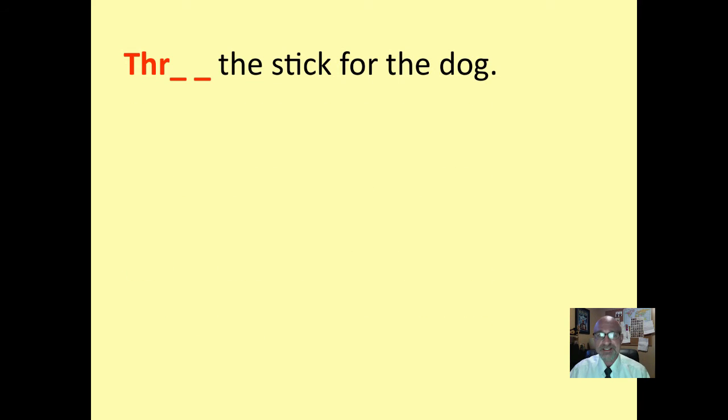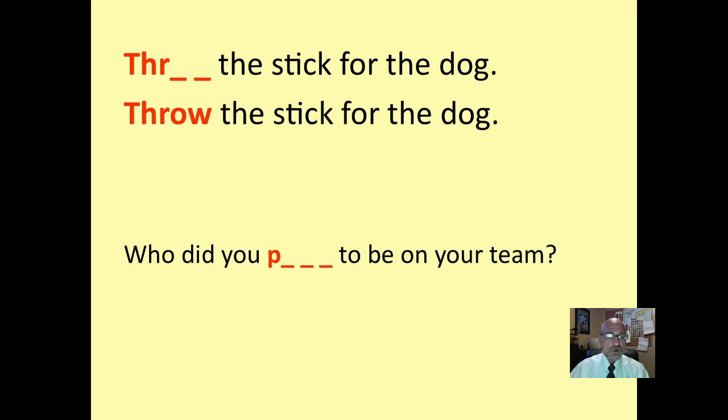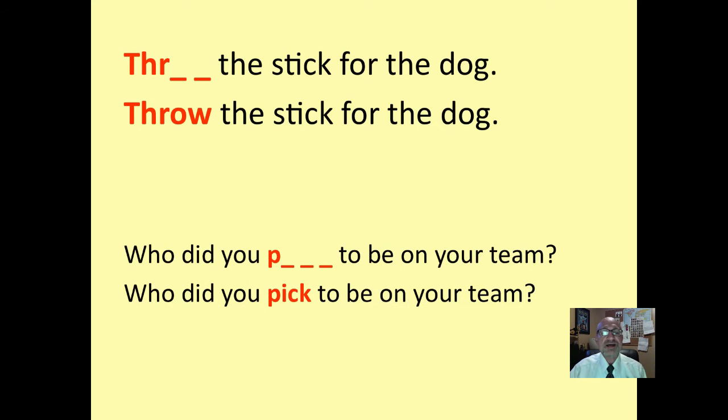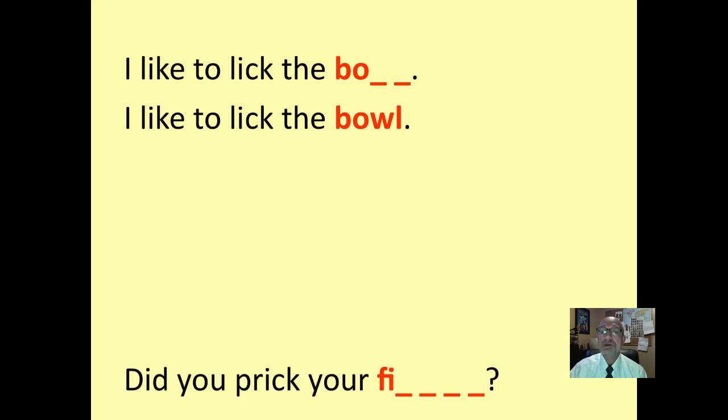In creating these, you have to design ones that are inherently clear. That makes sense. The stick for the dog. Yes, that makes sense. Who did you pick to be on your team? All right, there is a context. It is obvious what the answer might be. And again, when I do this, I provide enough structure. I don't want students fishing around for the word. I like to lick the, but what makes sense there?